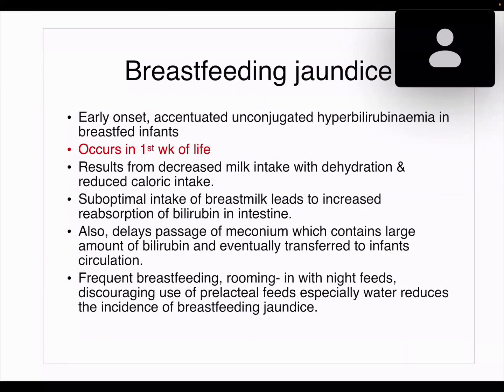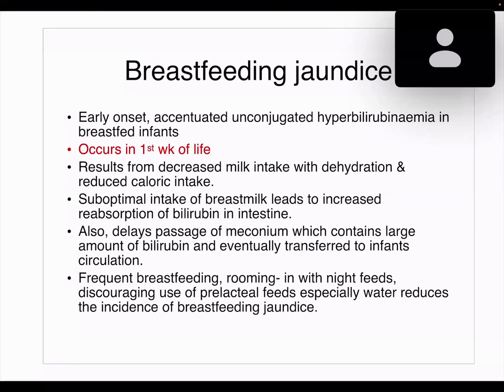When there's suboptimal intake of breast milk, it leads to increased reabsorption of bilirubin in the intestine. When the baby is not feeding well, it reduces the rate at which the baby passes stool. And if the baby is not passing stool, which is majorly the meconium, there's reabsorption of bilirubin back into the blood, which further increases the bilirubin in the blood.